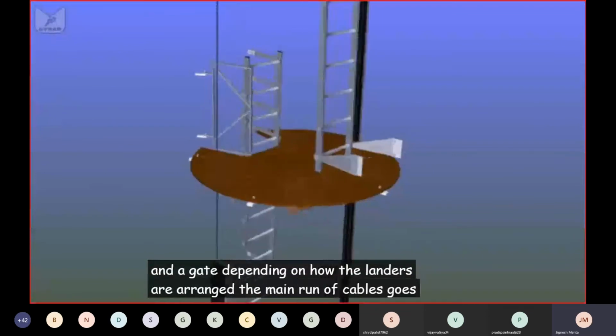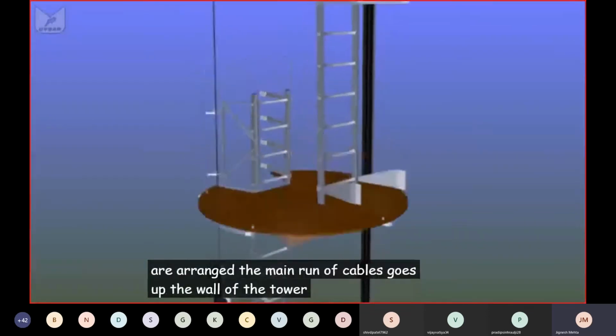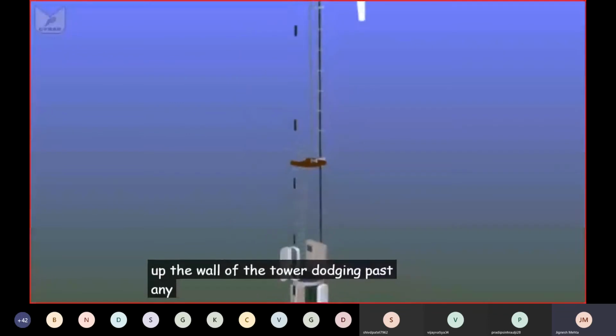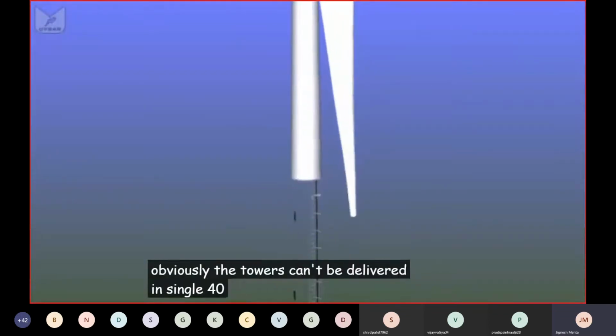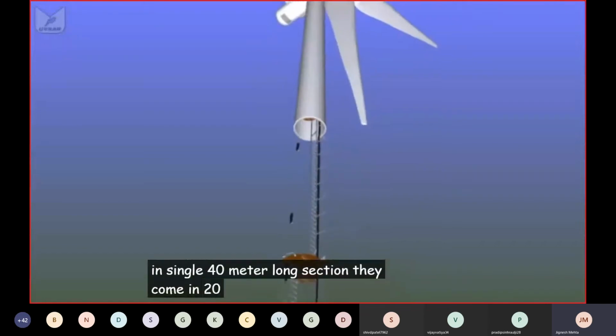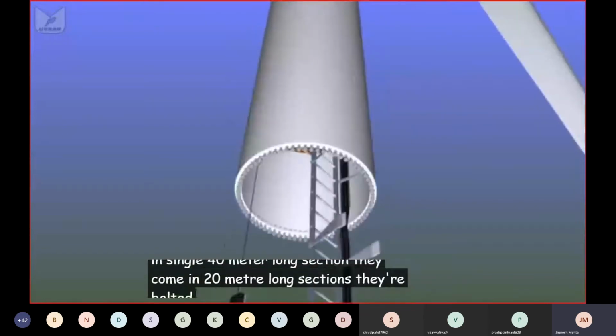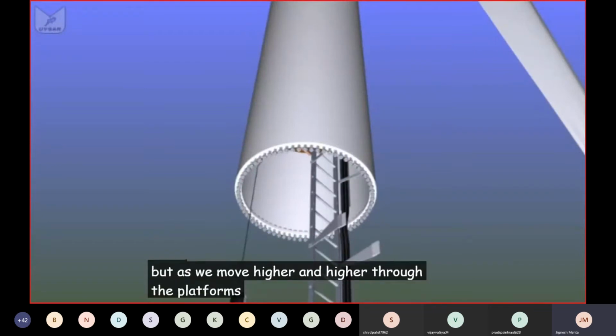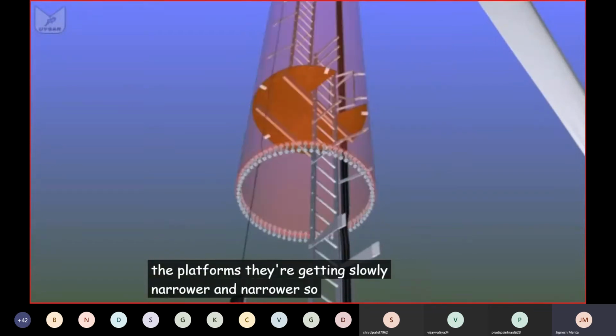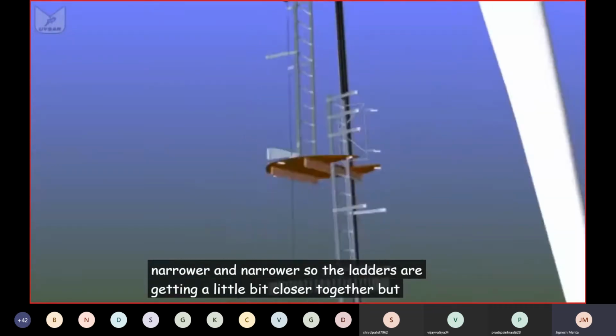The main run of cables goes up the wall of the tower, dodging past any intermediate junctions, because obviously the towers can't be delivered in a single 40-meter long section. They come in 20-meter long sections that are bolted together with a lot of nuts and bolts. But as we move higher and higher through the platforms, they're getting slowly narrower and narrower, so the ladders are getting a little bit closer together.